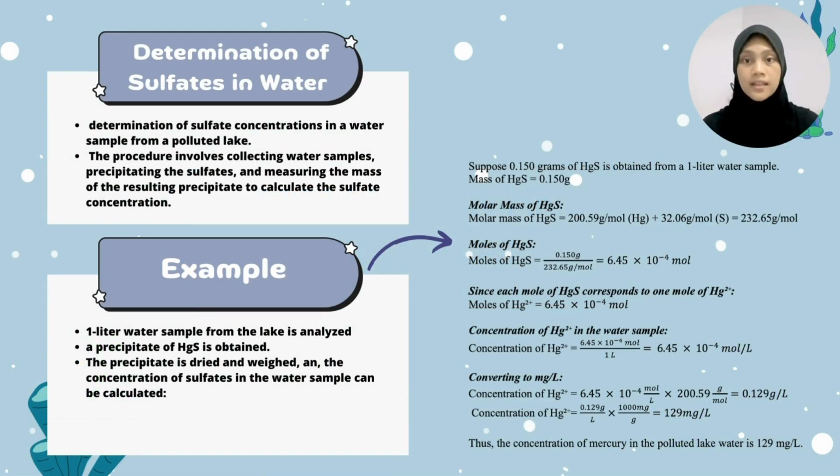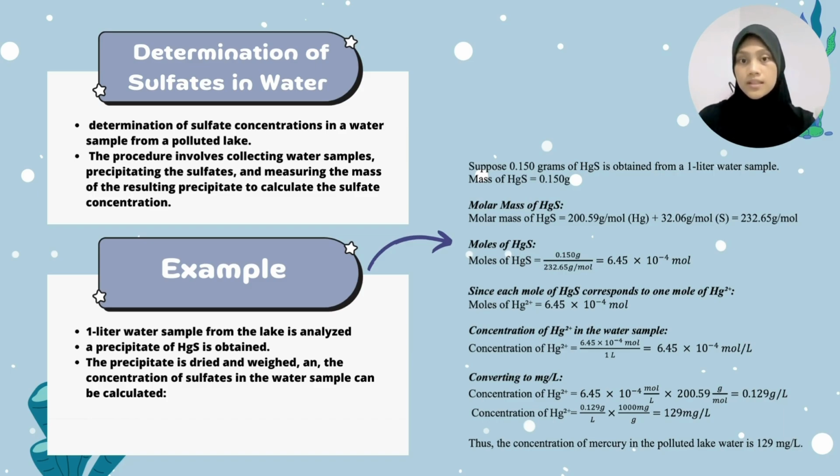This can be applied in a case study for determination of sulfates in water. In a practical application of gravimetric analysis, let's consider the determination of sulfate concentrations in a water sample from a polluted lake. The procedure involves collecting the water sample, precipitating the sulfates, and measuring the mass of the resulting precipitate to calculate the sulfate concentration. So, for the example, once we have the precipitate, the data interpretation begins.